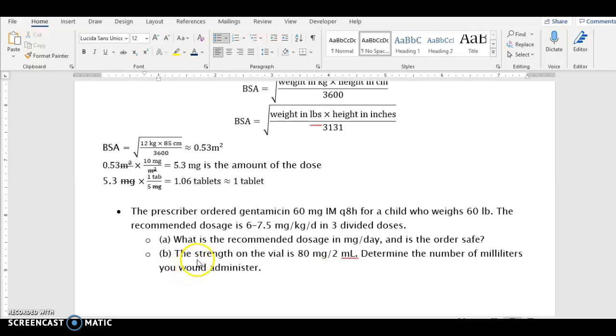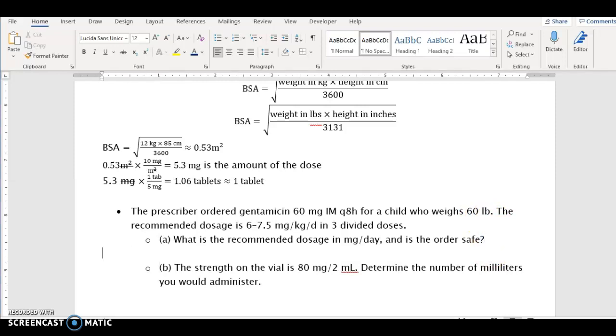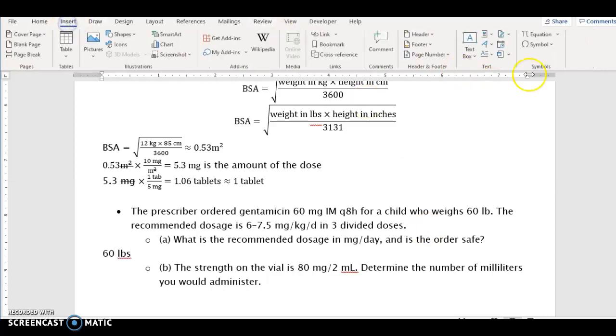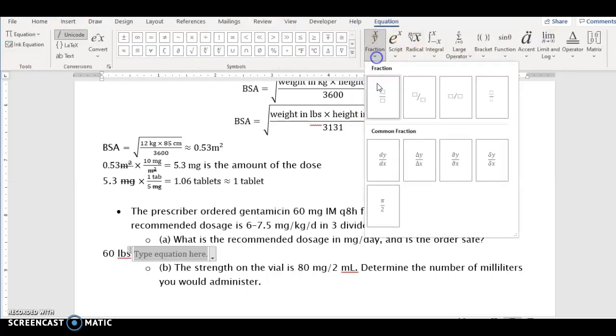Okay, so the first part of the question asks, what is the recommended dosage in milligrams per day? And is the order safe? Since the recommended dosage range is given in milligrams per kilogram, we need to convert the patient's weight from pounds to kilograms. That's a simple calculation. So 60 pounds, and then you're going to divide that by 2.2.